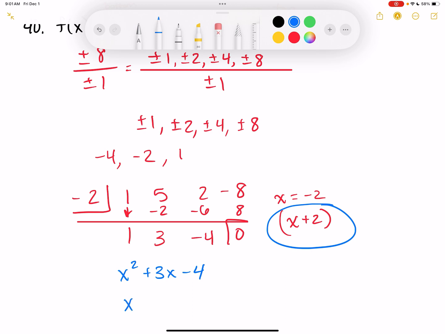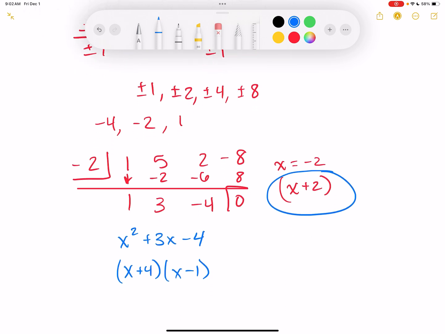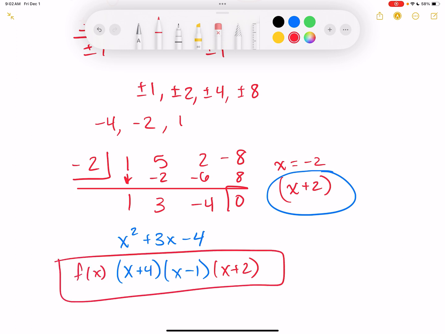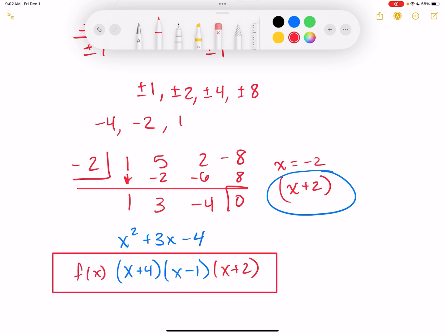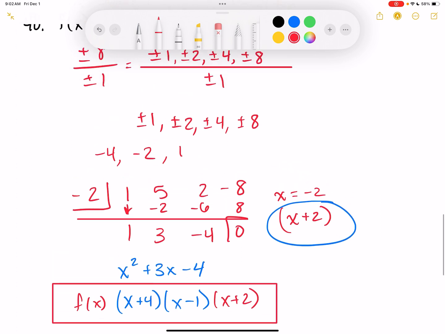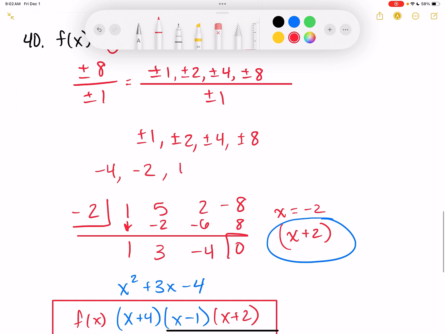x plus 4, x minus 1. And so then I can just bring this other one down, this x plus 2, and you factored it. So why did we have to graph it? Because we needed to see which zeros could potentially work. So I looked at the graph and I saw where it was crossing the x-axis to see which ones might be an option.